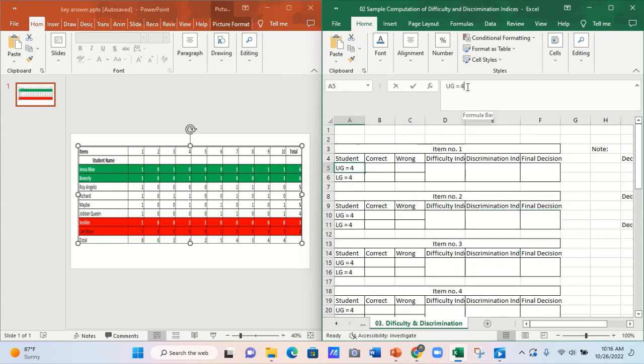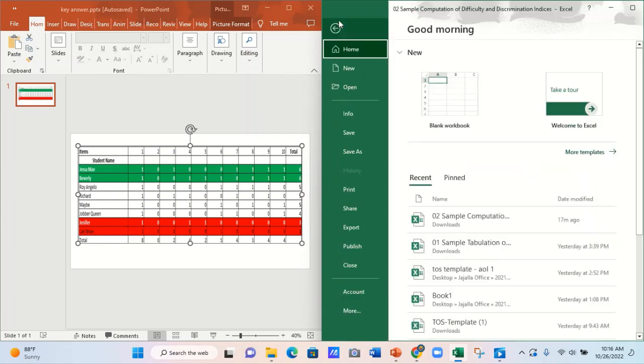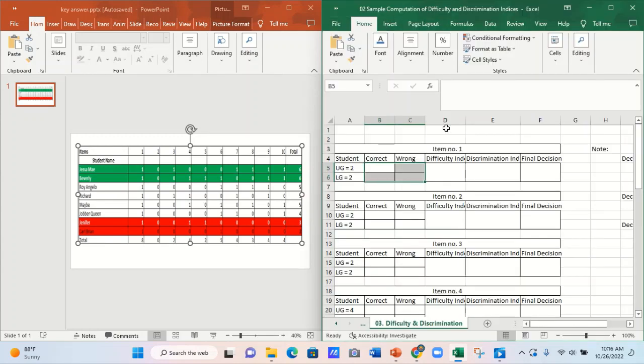So, upper group again is 2. Lower group is 2. So, upper group code is 2, lower group code is 2. So, kopyahon lang ninyo diri itong mga correct class. So, pwede na ako to siya i-type diri usa. So, pwede rin ninyo siya kopyahon diri. Ang kopyahan pa ninyo, difficulty index.